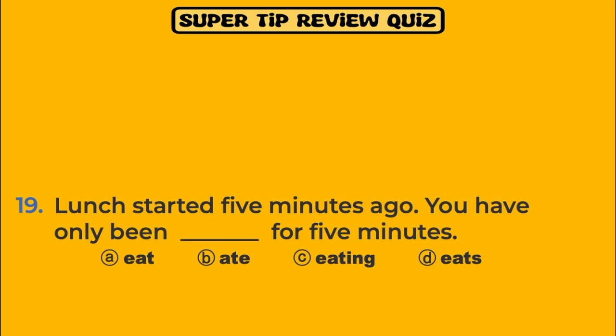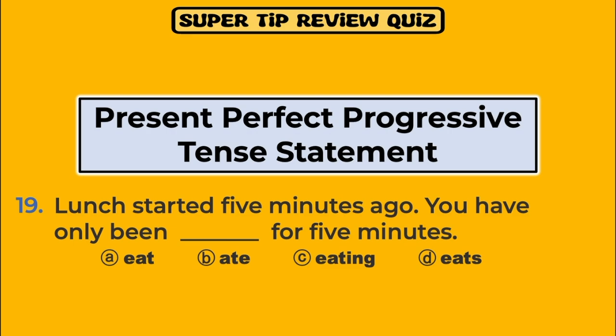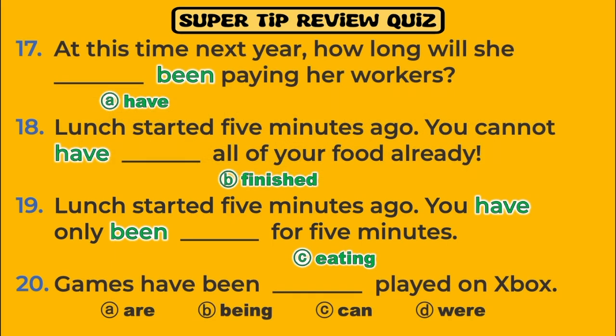Lunch started 5 minutes ago. Sounds familiar. You have only been for 5 minutes. We have a present perfect progressive tense statement. Look at the answer space, find the signal. We do have the word have there, but is have the signal? No. The signal is been. Been is the signal because it is closer to the blank space. Been is a be verb. Be family plus verb? You got it. Verb 4. All right. Number 20, a little bit of gamer stuff.